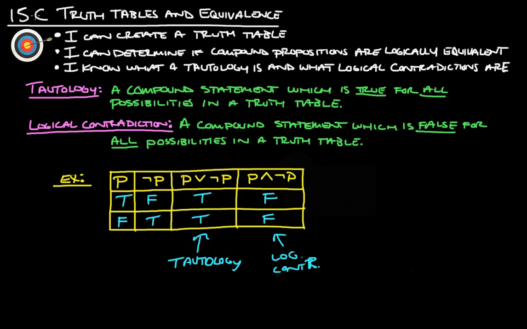Well, that's all there is for 15C. So now you should be able to say that you can create a truth table like we've been doing. You can determine if compound propositions are logically equivalent, like we did on that first example. And you also know what a tautology is: everything's true. And what logical contradictions are: everything's false in a column.